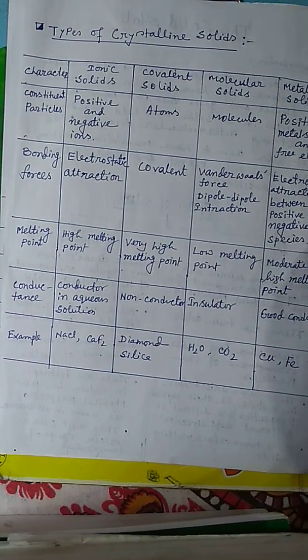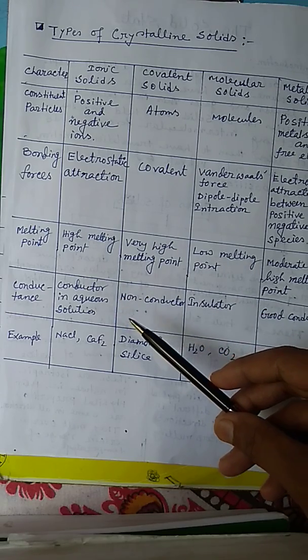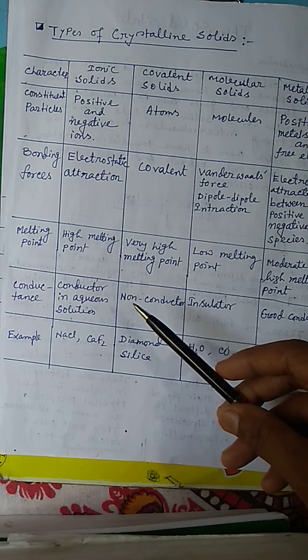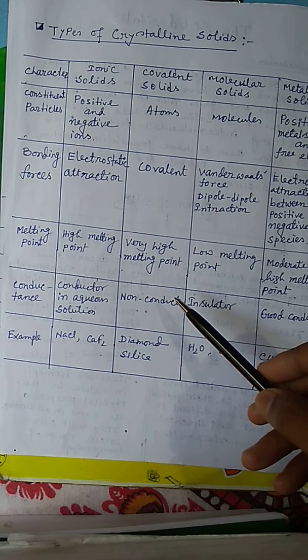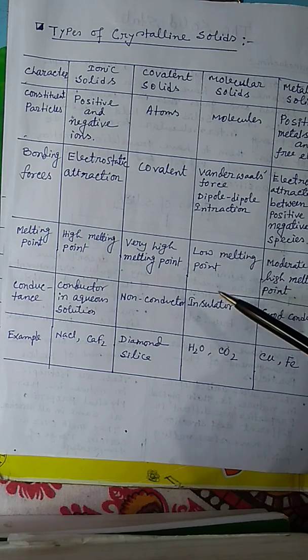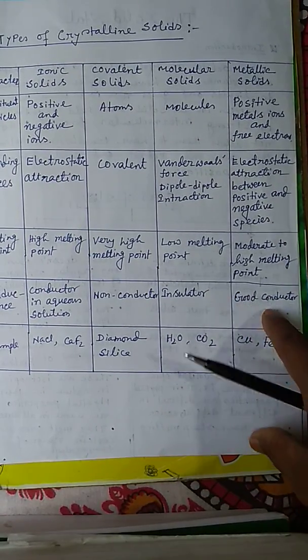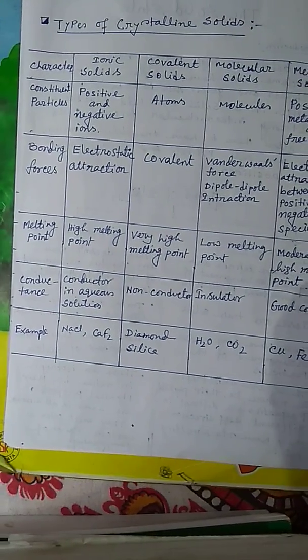Now, conductance. Ionic solids are conductors of electricity in aqueous solution only, but in solid state they cannot conduct any electricity. Covalent solids are non-conductors of electricity because they do not have any ions in solid and aqueous solution. Molecular solids are also insulators, they cannot conduct electricity, and metallic solids are good conductors of electricity due to presence of free electrons.